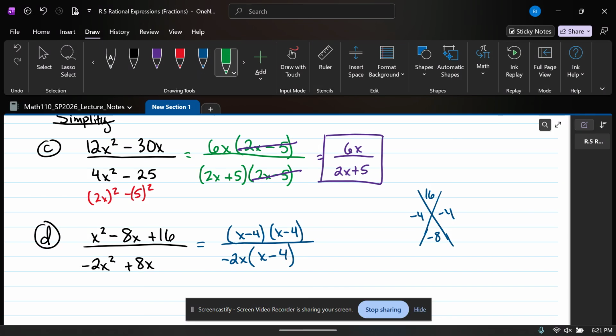How many x minus 4s cancel? One on top cancels out one on the bottom. Okay, so make sure you don't double cancel. It's a 1-to-1 cancellation. So that's going to give us x minus 4 on the top, -2x on the bottom, and there's our simplified version on example D. Not too bad so far. It's not terrible. It's just a little more fun as we go along.